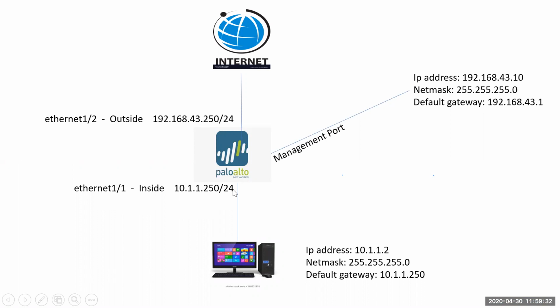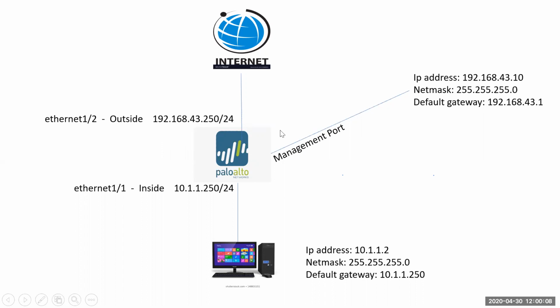10.1.1.250/24. And we will have a PC of 10.1.1.2, which is a statically assigned IP which we are going to give to it, and the gateway will be the firewall interface. If this PC wants to communicate to the internet, then it will go via the outside interface. The outside interface IP will be 192.168.43.250/24, and this is the subnet which my Wi-Fi router is getting, that is 192.168.43.0/24. I'll explain all these things later on in the lab.